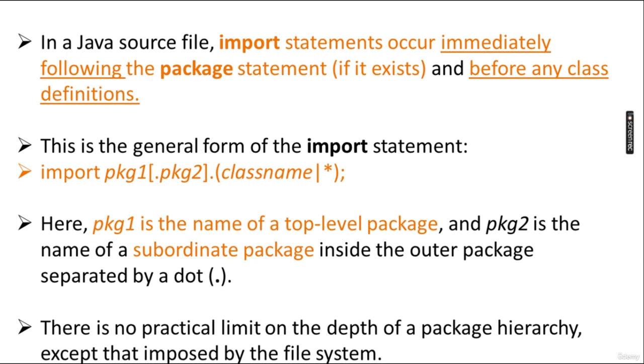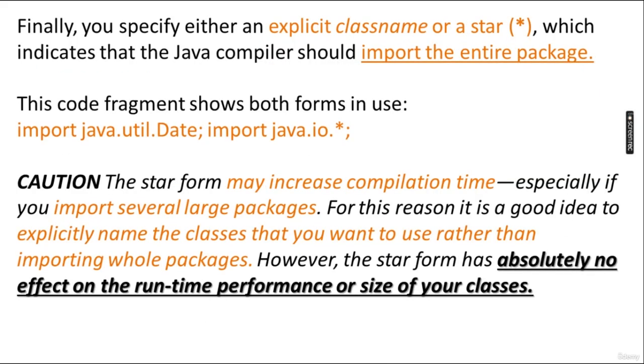Here package 1 is the name of the top level package, and package 2 the name of the subordinate package inside the outer package, separated by a dot. So one package name dot, another package name dot, another package name, up to another package end. There is no practical limit on the depth of the package hierarchy except that imposed by the file system. So there is no limit on how much hierarchy you are providing.